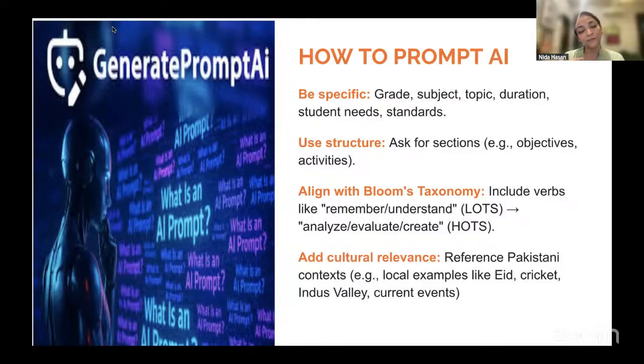So as teachers, many times we need to be aware of our students, what they talk, what they do, their activities, to become culturally relevant to what is happening around.